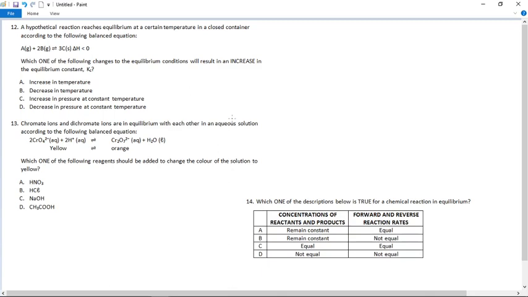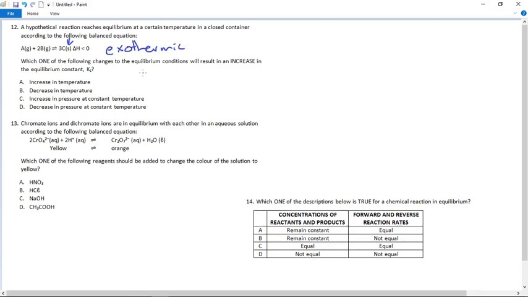Here we get to number 12. A hypothetical reaction reaches equilibrium at a certain temperature in a closed container according to the following balanced equation. A gas plus 2B gas goes to 3C solid with a delta H that is less than 0. So this one is also exothermic.